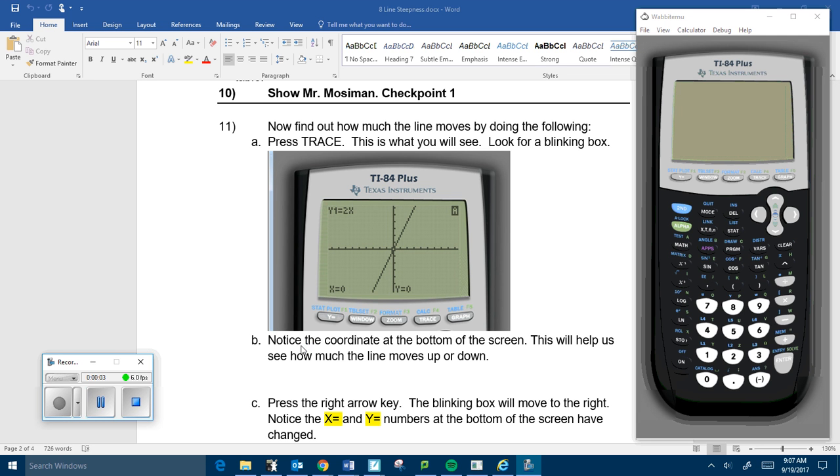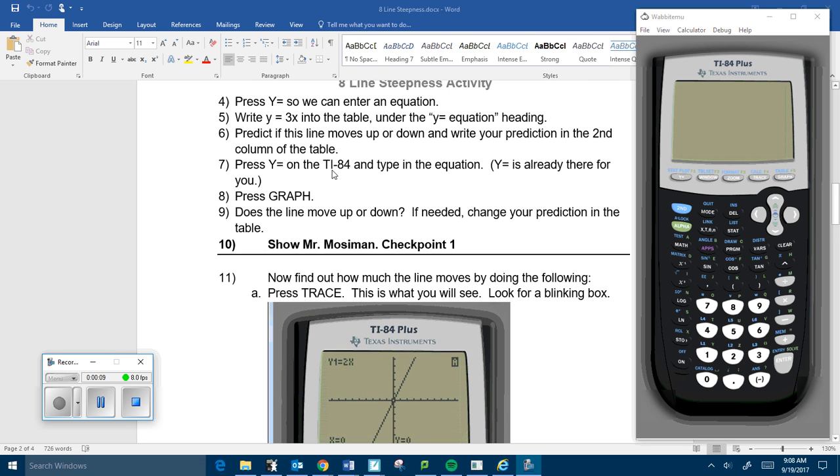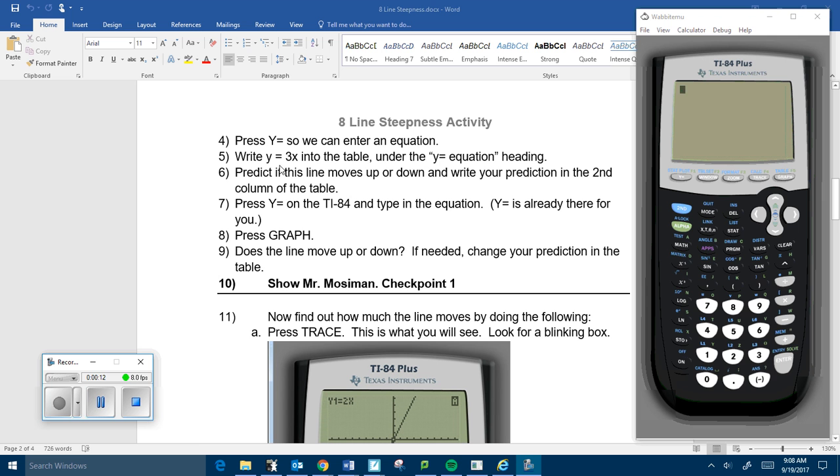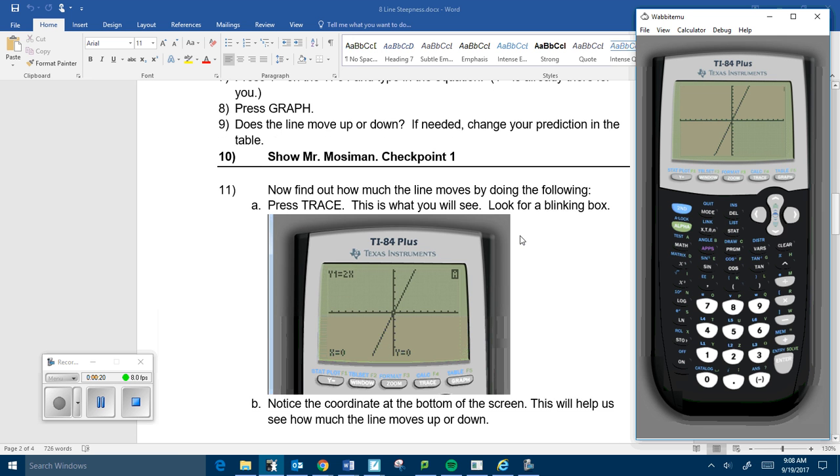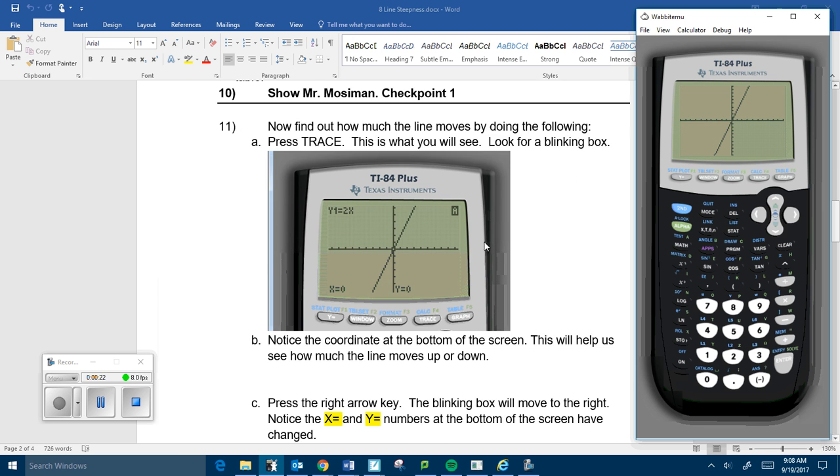So I'm going to give you a quick example of what I'm asking you to do in this part of the lesson. After you've entered this 3x into your calculator, so far you should have 3x and you'd have graphed. Okay, so we see this graph. The graphs are the same.